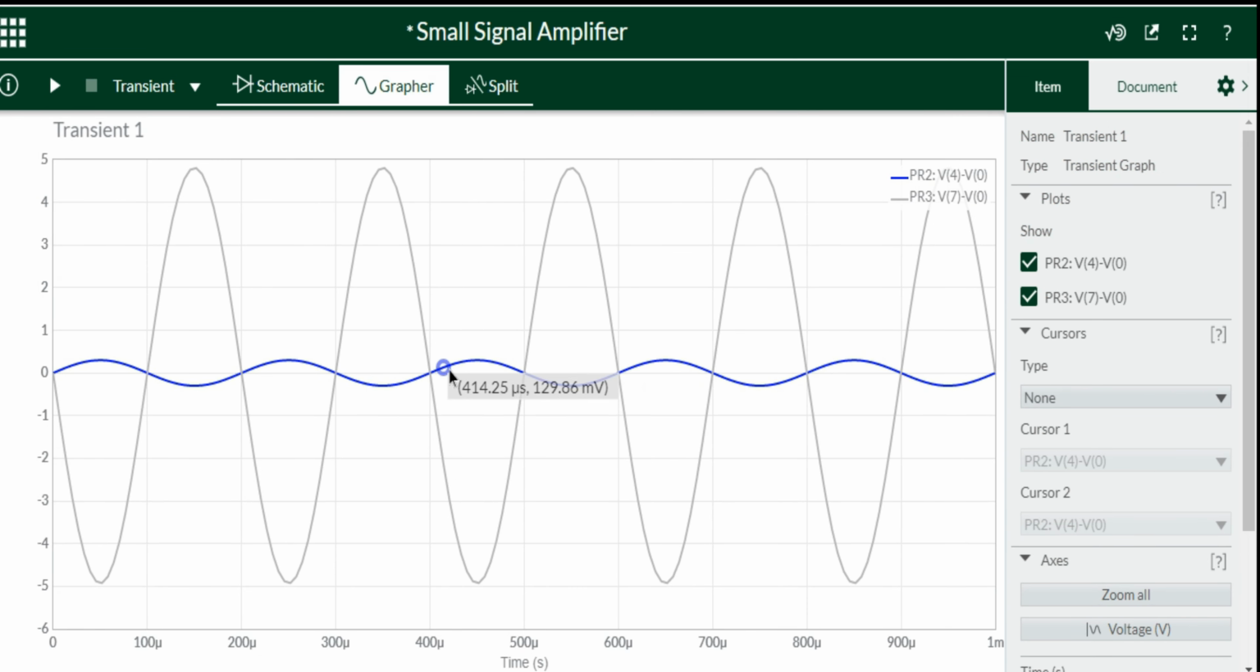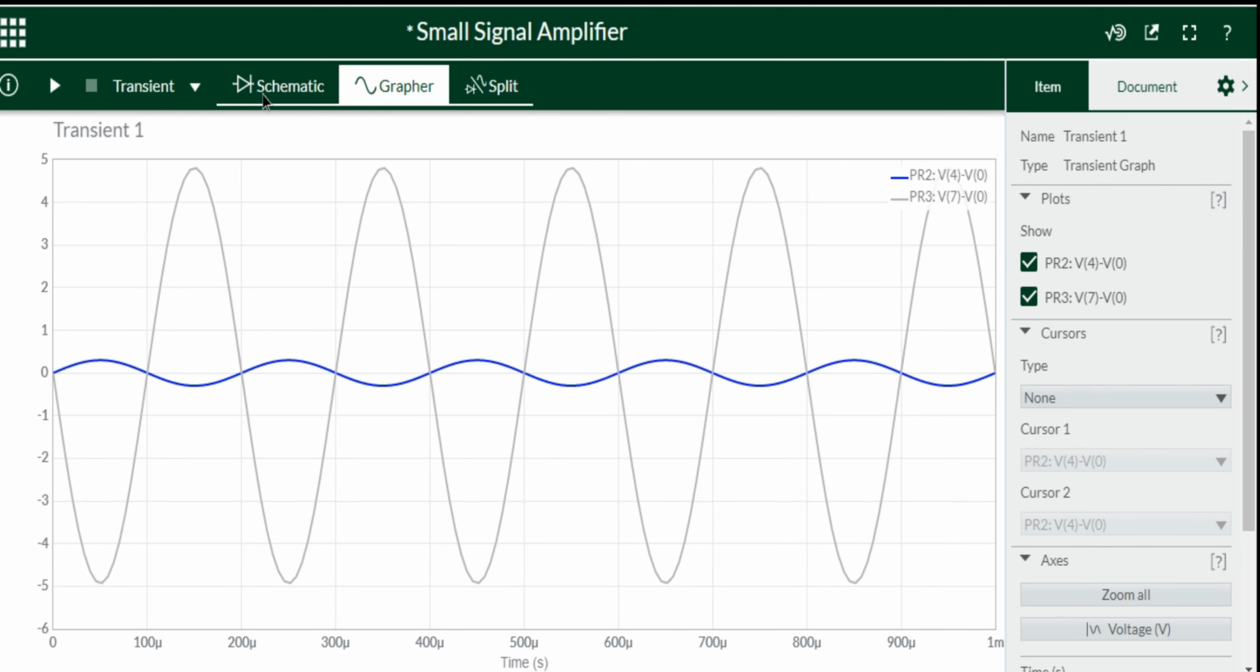You may see that there is exactly a 180 degree phase shift, which our common emitter amplifier does. The other thing is that this is our input signal and this is the output signal, which is amplified through the gain of 17.